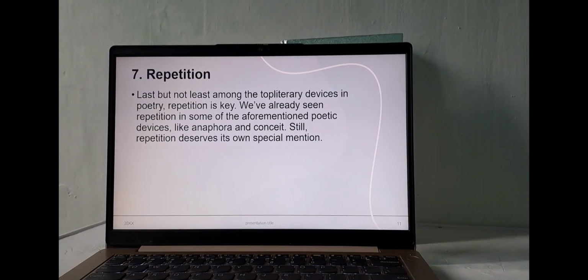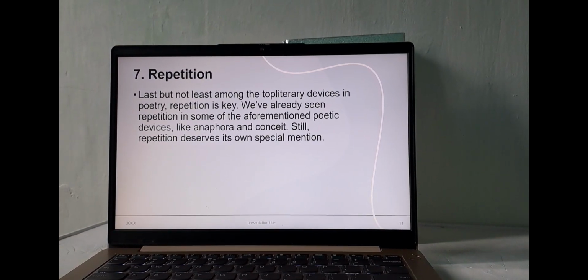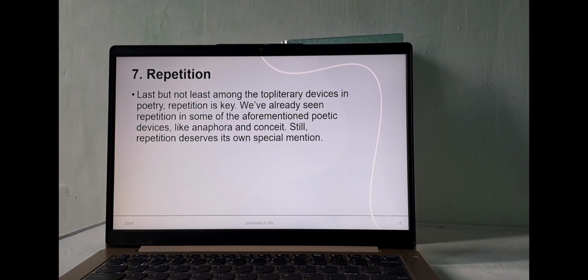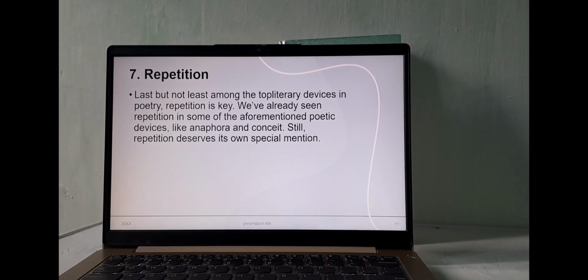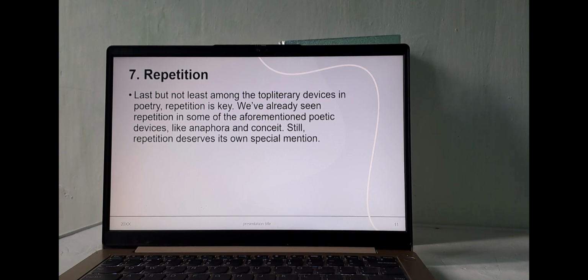Number 7. Repetition. Last but not least, among the top literary devices in poetry, repetition is key. We have already seen repetition in some of the aforementioned poetic devices, like anaphora and conceit. Still, repetition deserves its own special mention.